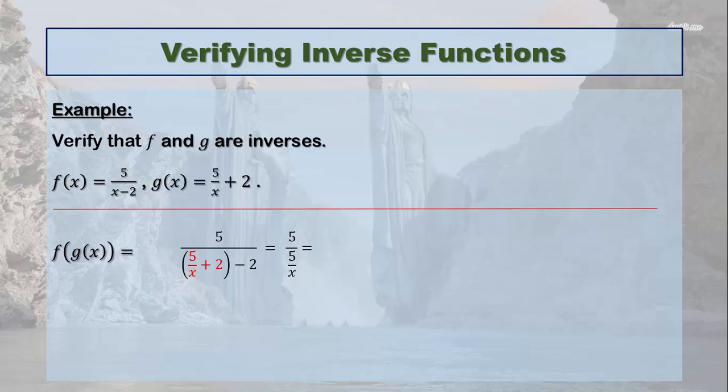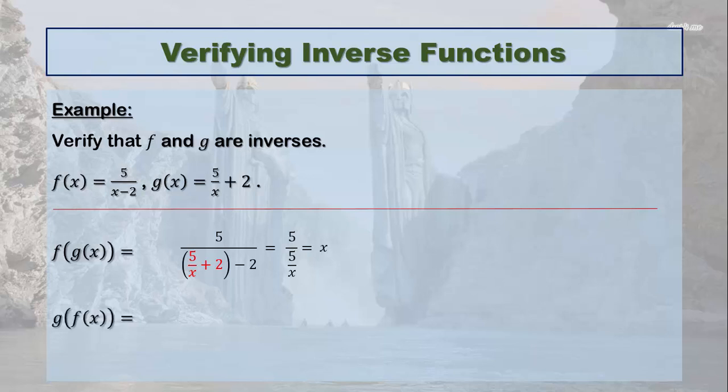And then 5 over x, well, when you have a compound fraction like this, you need to multiply by the reciprocal of the denominator. Cancels all down there, 5's canceled there, and what are you left with? X. So it works one way. It is possible for a function to work one way and not the other. So we always have to check the other as well.